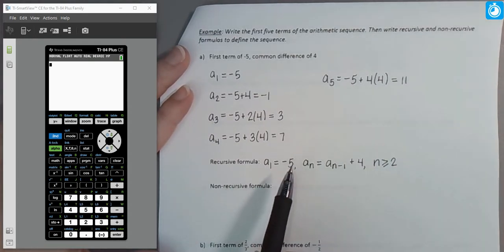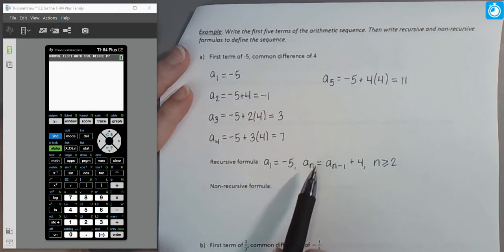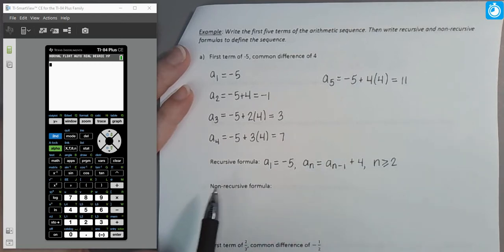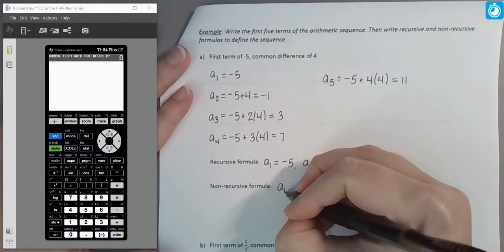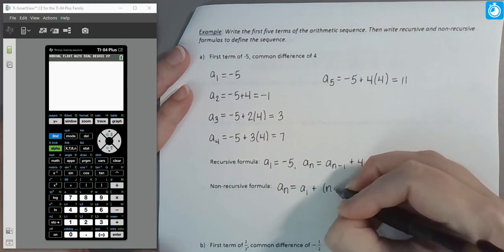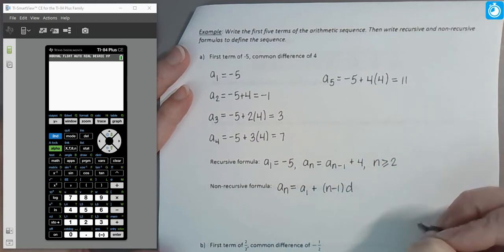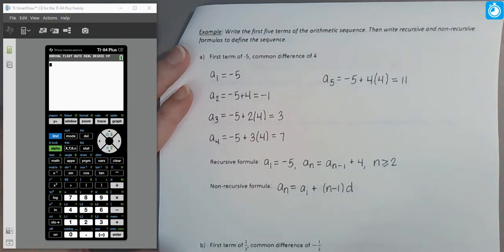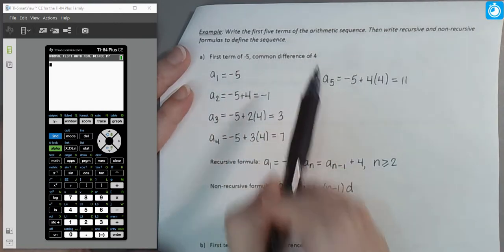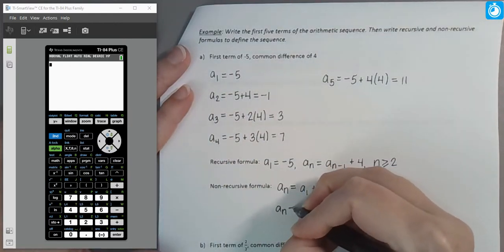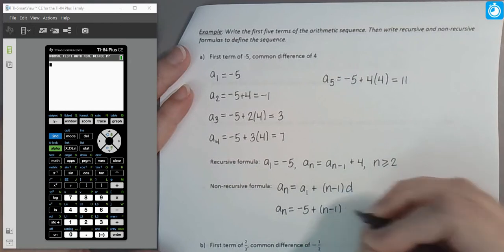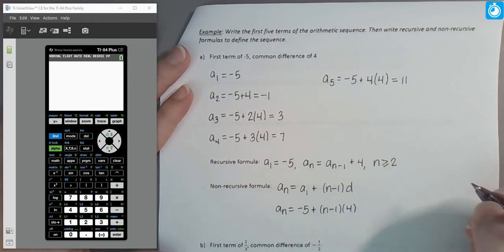So we know that our sequence starts at -5, and in order to generate any particular term, we take the preceding term and we add on the common difference of 4. Now the non-recursive formula is going to be given by our first term, a sub 1, plus n minus 1 times d. So that's going to be the formula representing any arithmetic sequence. So our value of a sub 1 is -5, and our value of d is 4. So that means a sub n is going to be -5 plus n minus 1 times 4.